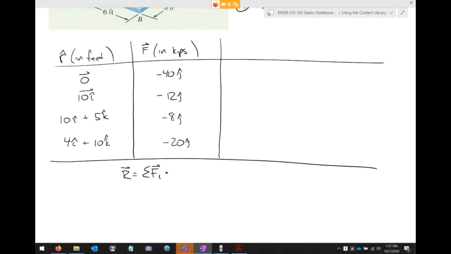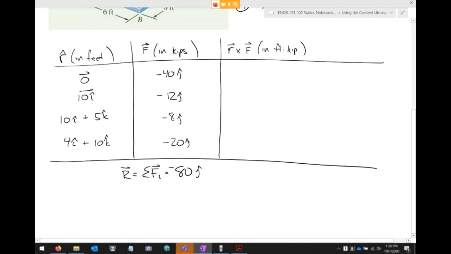So we have 40, 12, 8, and 20. So what? There we go, 80. Negative 80J. So we can simplify that pretty easily. All right, and now we've got to do R cross F for each one of these, okay? And this is going to be in feet kips, okay?